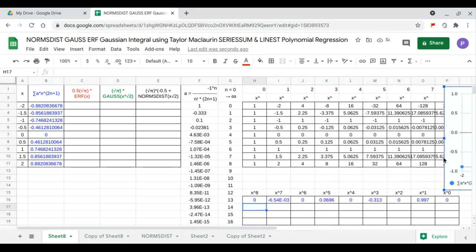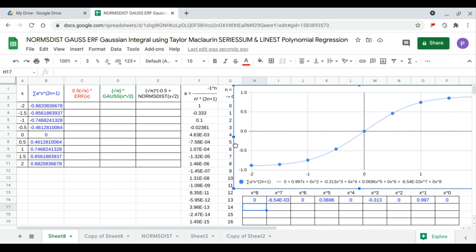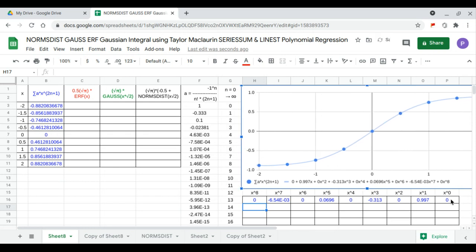So here you have the polynomial regression coefficients. X to the 0 is 0. X, that's 0.997. X squared 0. X cubed minus 0.313. X to the 4th 0. X to the 5th 0.0696. X to the 6th 0. X to the 7th negative 6.54 times 10 to the minus 3. And X to the 8th is 0.